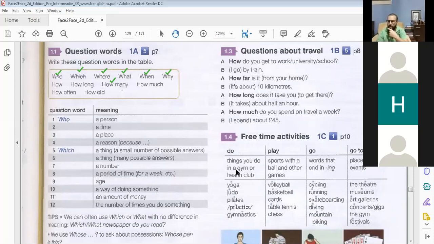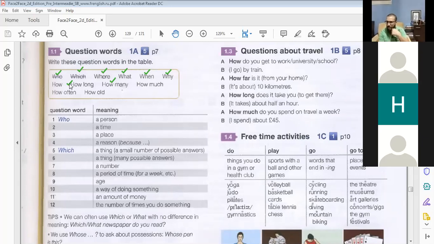All right, now a period of time. How often? How long? How long is actually correct, because it shows us the period. So if I say, for example, how long do you spend studying English every day? How long do you spend? Or how much time do you spend? We can also use how much time. It's also okay. But how long is usually good for periods.